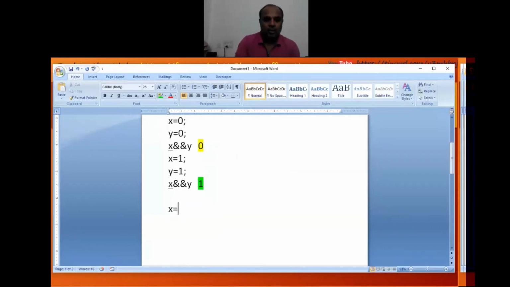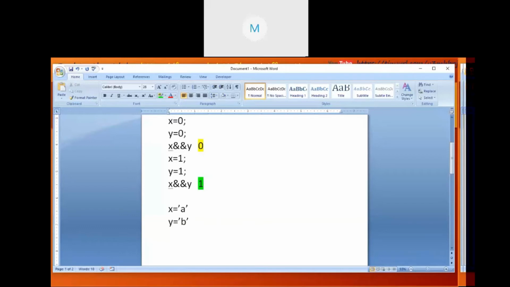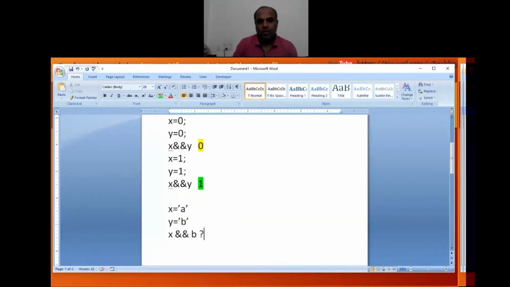X equal to A, Y equal to B. What will be the answer of x and y?